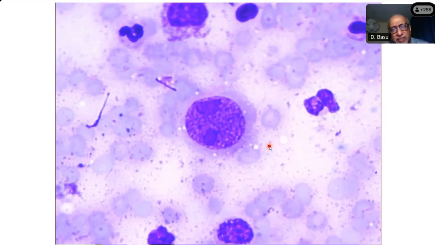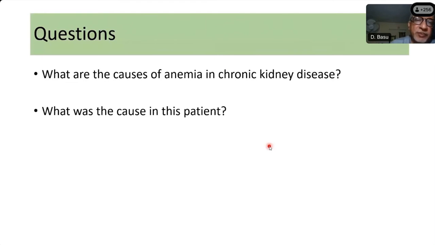Would you like to comment on the size of the proerythroblast, or at this point you would just label them as proerythroblast? These are larger cells, even larger than neutrophils. Yes, much larger than the neutrophils. So it's a pretty large cell, right? So it's an early precursor.